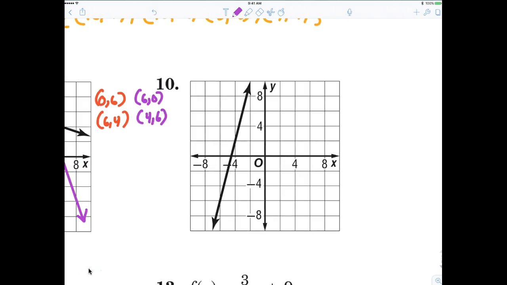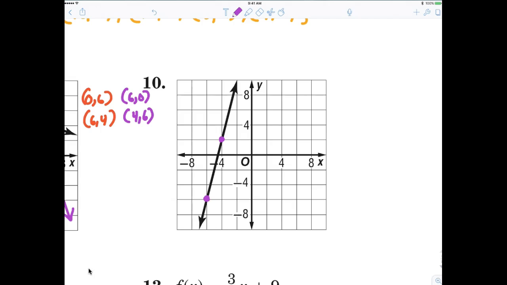So again, I'm going to come over here real quick. I'm going to see this point right here, and that point right there, and identify those two points. The one on the left is negative 6, negative 6, and the other is negative 4, 2.